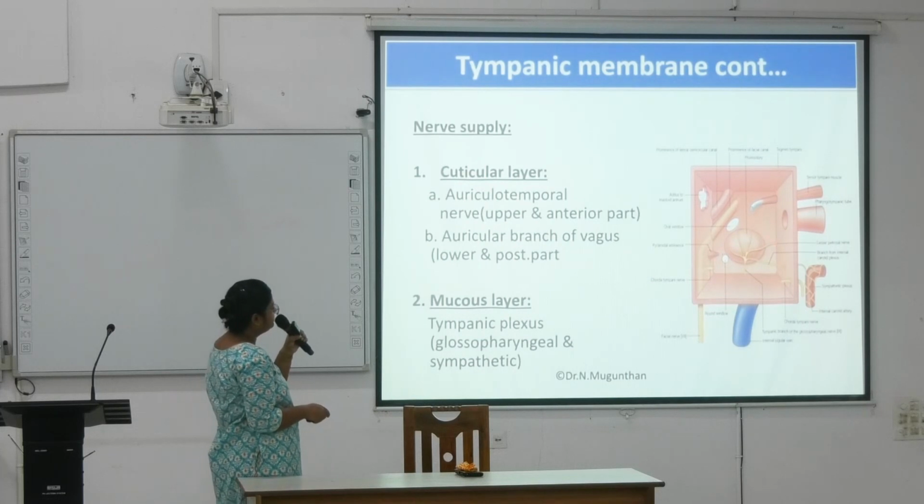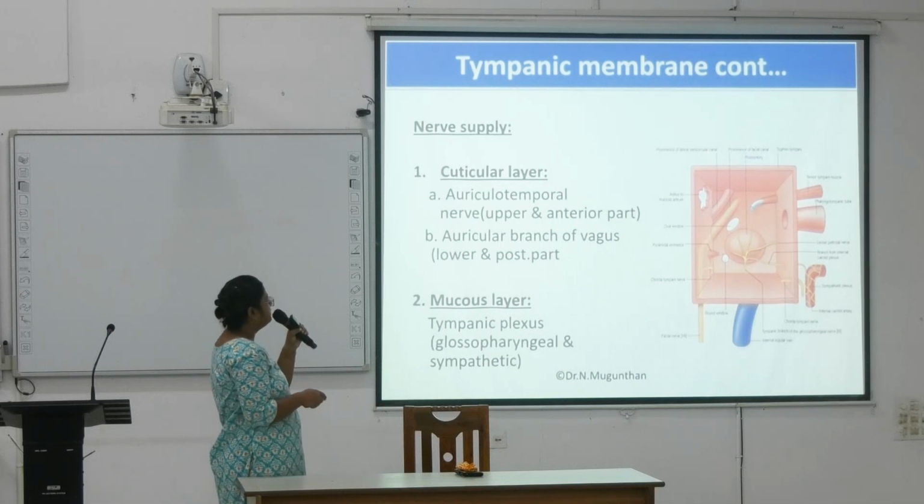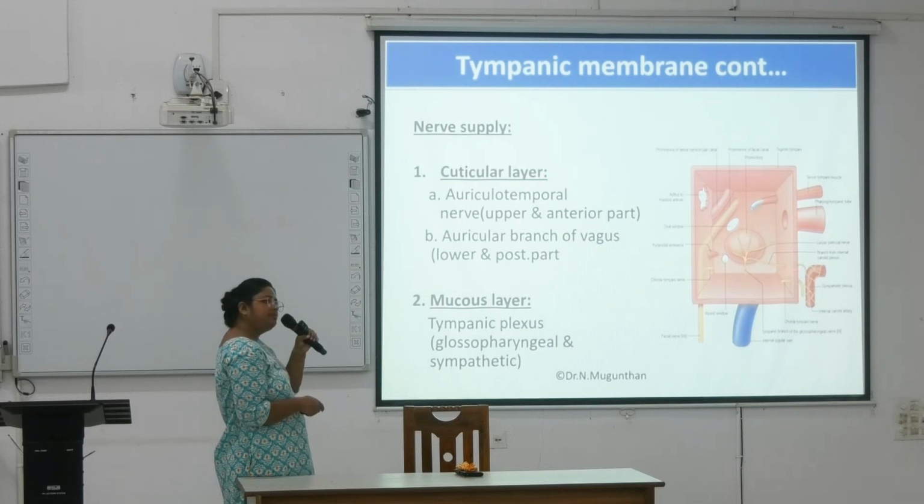Here you can see this is the tympanic plexus. It lies above the cochlear eminence and also supplies the inner mucous layer. It is formed by the glossopharyngeal nerve and fibers coming from the sympathetic plexus. The sympathetic plexus also forms a plexus around the internal carotid artery.